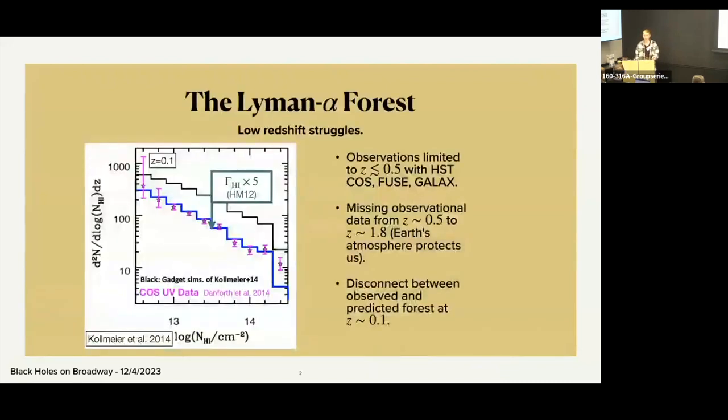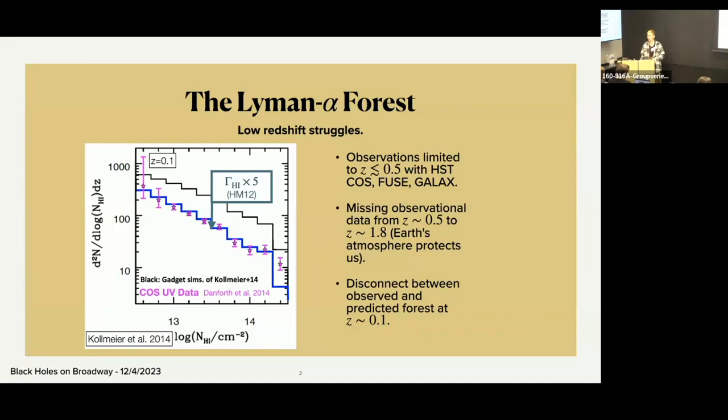So first, a little overview of the low redshift Lyman alpha forest. It's basically the neutral hydrogen in the IGM in a certain column density range. And at low redshift, we have consistently seen a mismatch between the Lyman alpha forest column density distribution that is predicted by simulations versus what we see observationally. So there are many ways that we could resolve these differences.